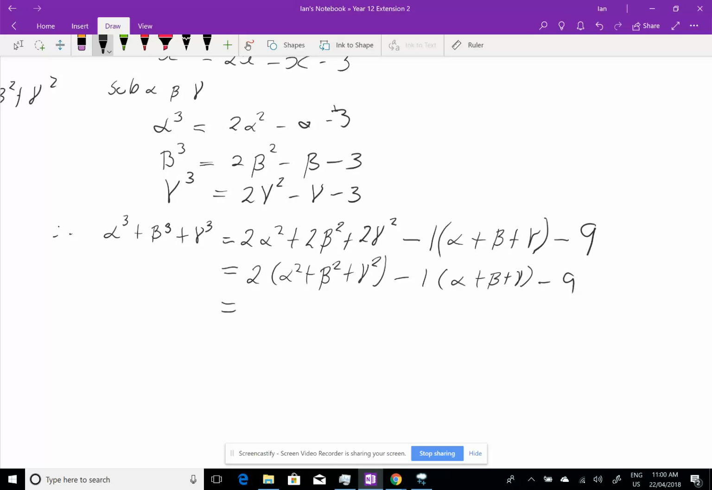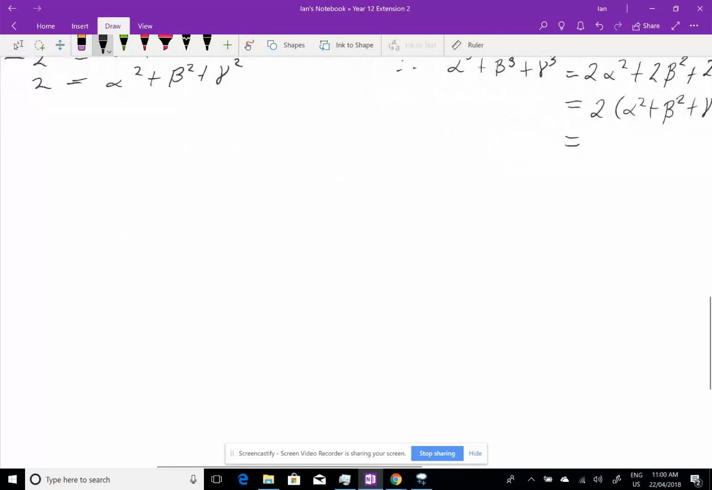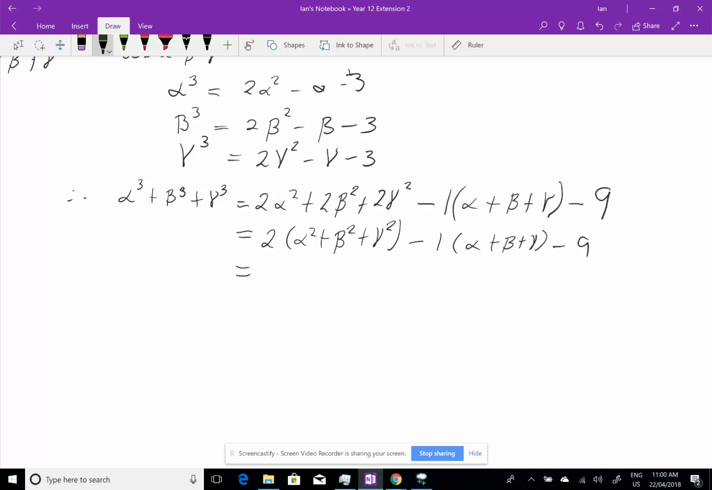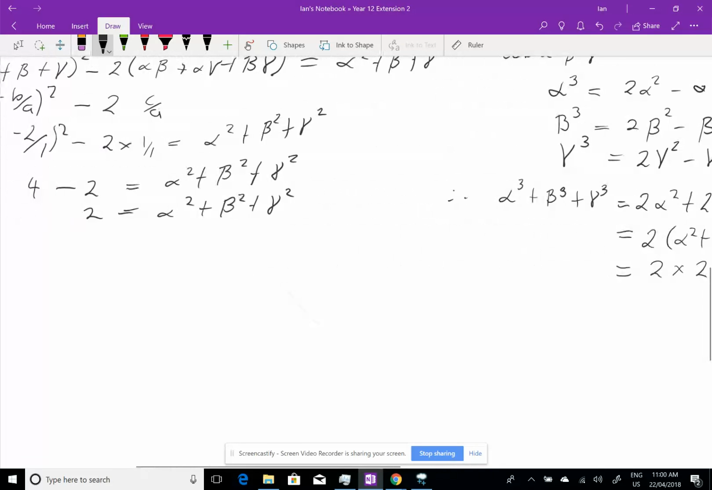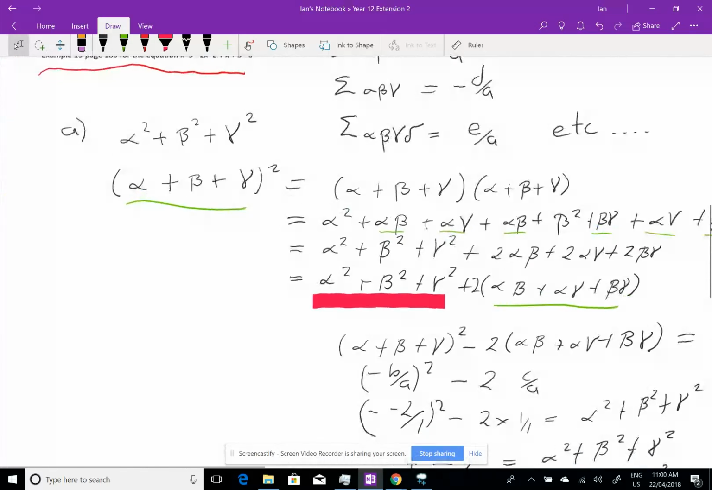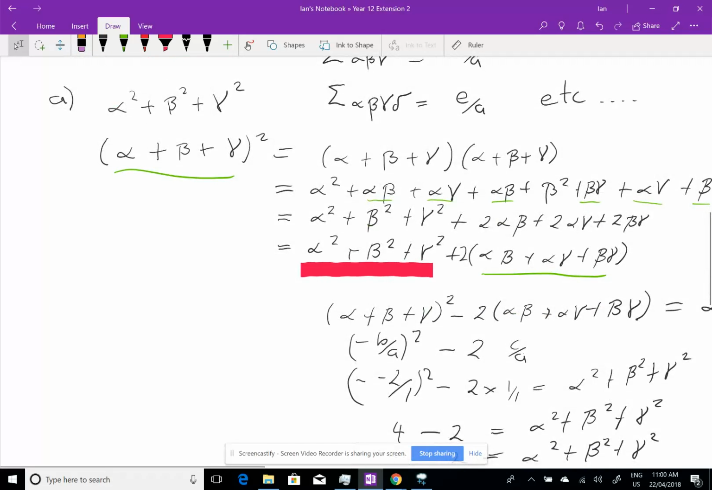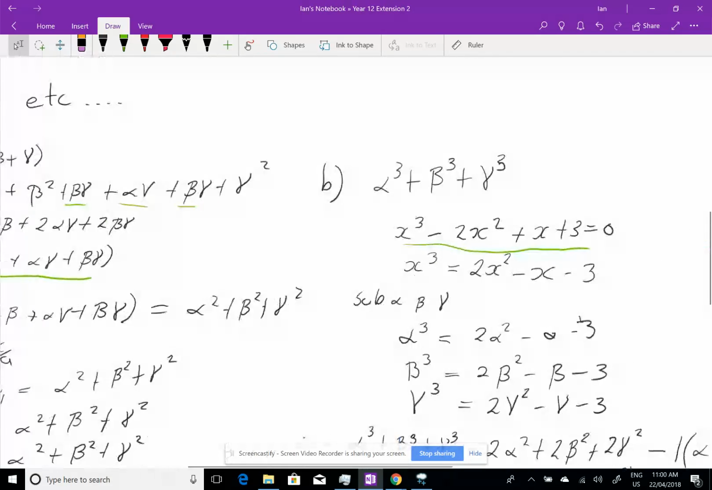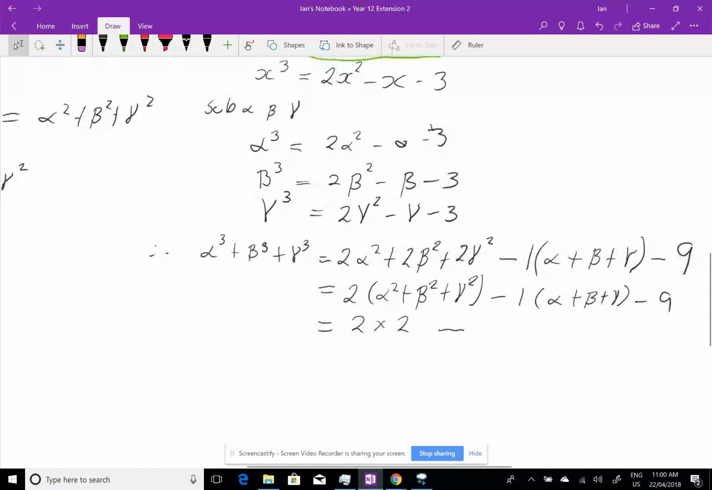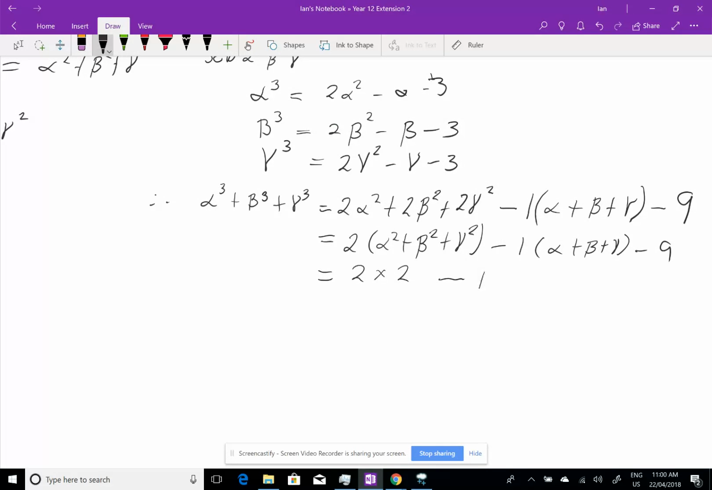Now we already know alpha squared plus beta squared plus gamma squared. We just worked that out. It's 2. So I'm going to get 2 times 2. And alpha plus beta plus gamma, well, that's the sum of the roots 1 at a time, and that is minus b on a. So minus minus 2, so it's going to be 2. So minus 1 times 2 minus 9, 4 plus 2 minus 9 and negative 3.